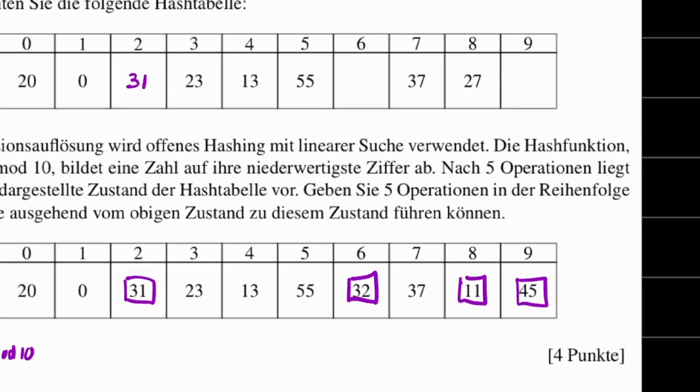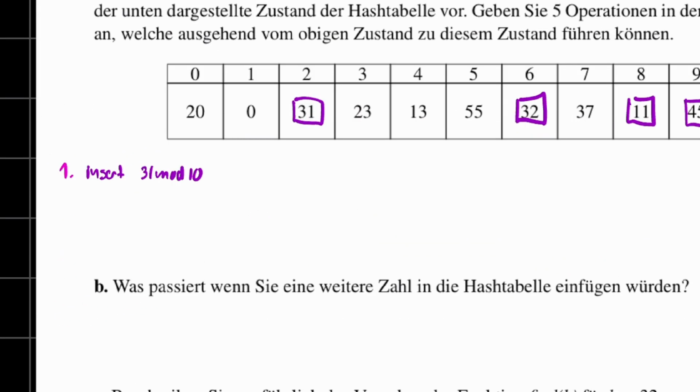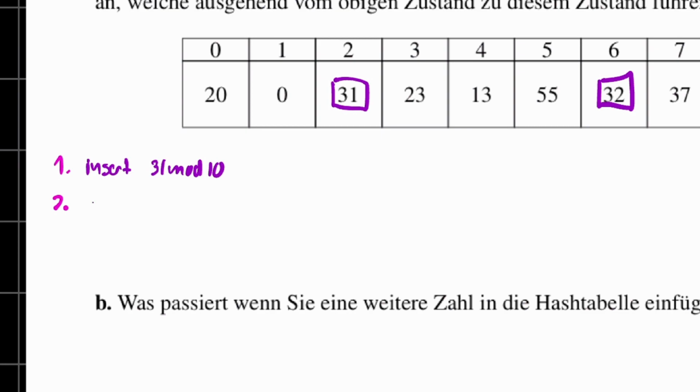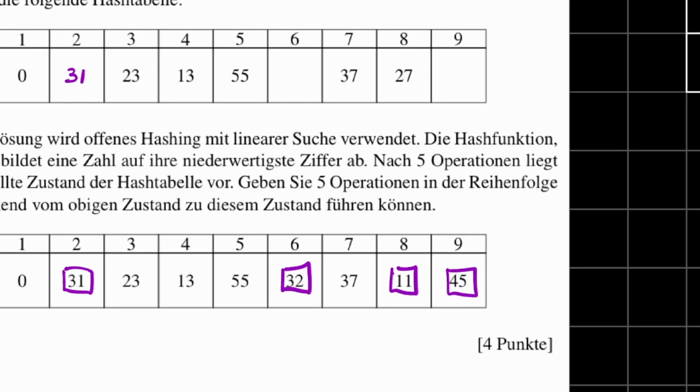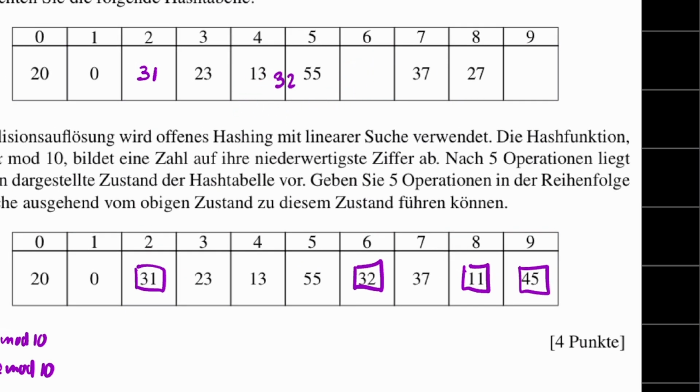Now, 32. 32 is the same case as 31. We're going to write here insert 32 mod 10, right? And this, we're going to write 32. And basically what happens is 32 would go to where 2 is. But guess what? It's already been taken by 31. So we go to the right.